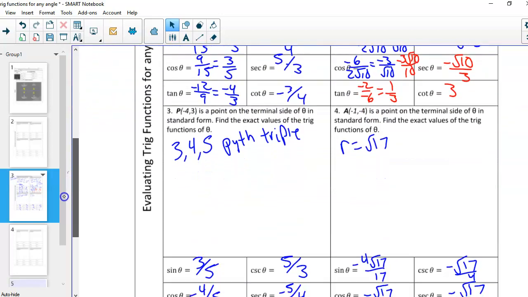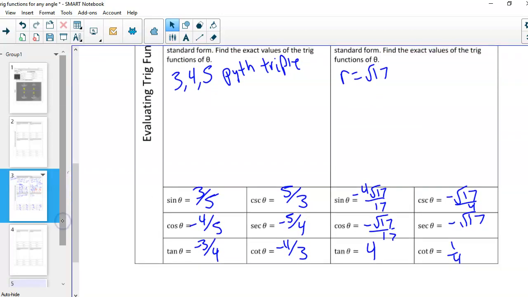Okay, we did 1, 2, and 5 together. Here are the answers to 3 and 4.